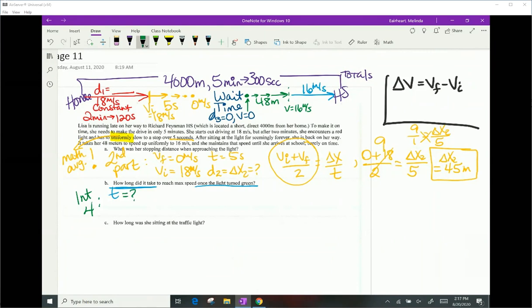So a lot of students tell me, I don't know where to start. I see all this. I think I know what to do, but I don't know where to start. Writing out your given is a very handy place to start, okay? And so if I look back at interval 4, we started at 0. We sped up to that top speed. Yeah, it's not the biggest number, but in that scenario, she reaches that max speed. And then what else do we know? They told us it takes 48 meters.